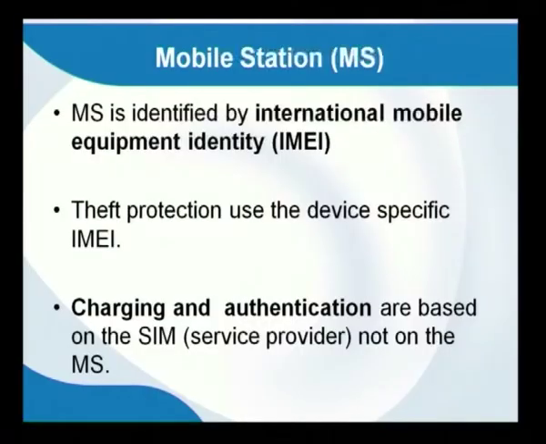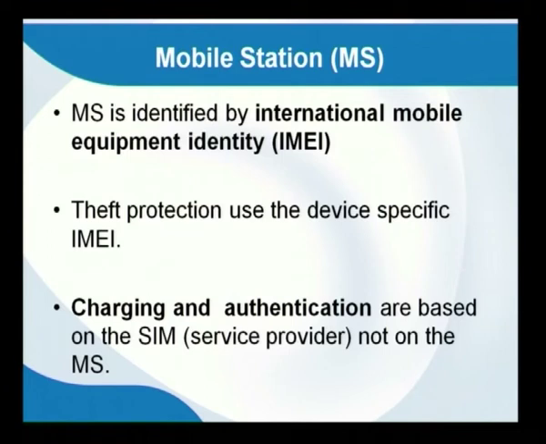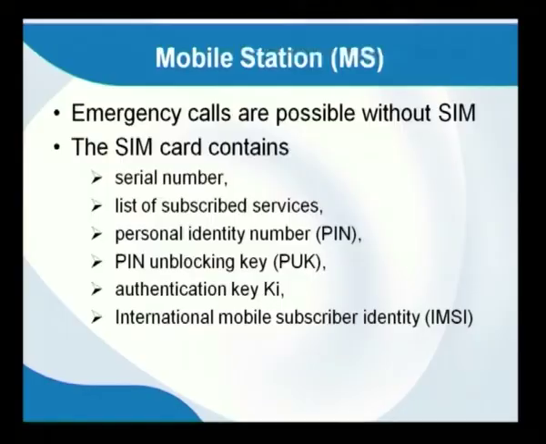Another important identifier is the IMEI, the International Mobile Equipment Identity. We have heard this term several times. This IMEI number is used in many applications. For example, if our mobile is stolen, using this IMEI number we can trace the mobile phone. It is a unique number for each individual mobile system. Theft policies clearly use the IMEI number. And one more fact is that charging and authentication are not specific to the mobile kit. They are actually specific to the individual SIM card. So different mobile stations are charged using their own tariffs, depending on the tariff plans specified by the GSM service providers.